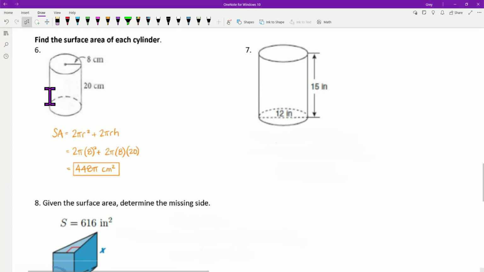Y'all, if you have any trouble, ask somebody next to you. If you can't get to me, ask everybody in your class. There are lots of people in your class that can help you make sure you get the right answer. Or make sure you know how to use your calculator before the test.